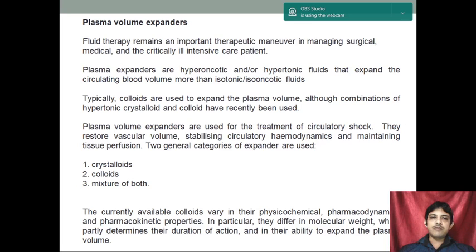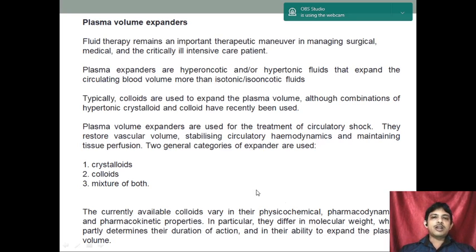These plasma volume expanders are hyper-oncotic or hypertonic fluids. Oncotic means the osmotic pressure. So, hyper-oncotic or hypertonic fluid that expands the circulating volume more than the isotonic or iso-oncotic fluid. It is important for the blood pressure. So it is expanding circulating blood volume more than the isotonic or iso-oncotic fluid.